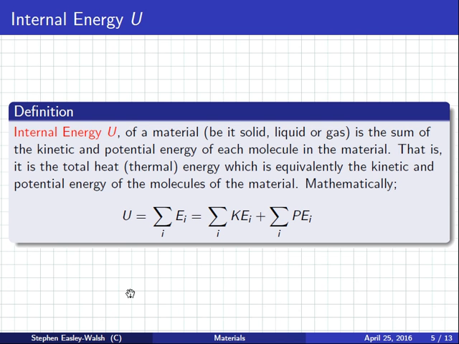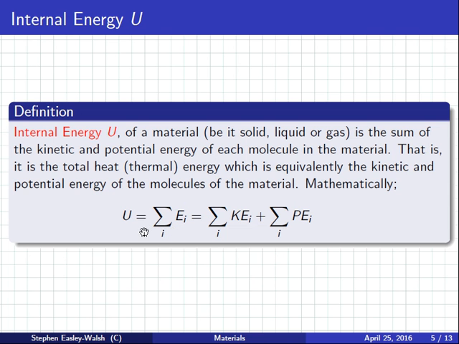Wait, just before you write that down. Just to explain here, the internal energy of a gas is the total kinetic energy plus the total potential energy of each individual molecule, all added up. I'll just say it's the total kinetic plus total potential, that's the total energy.